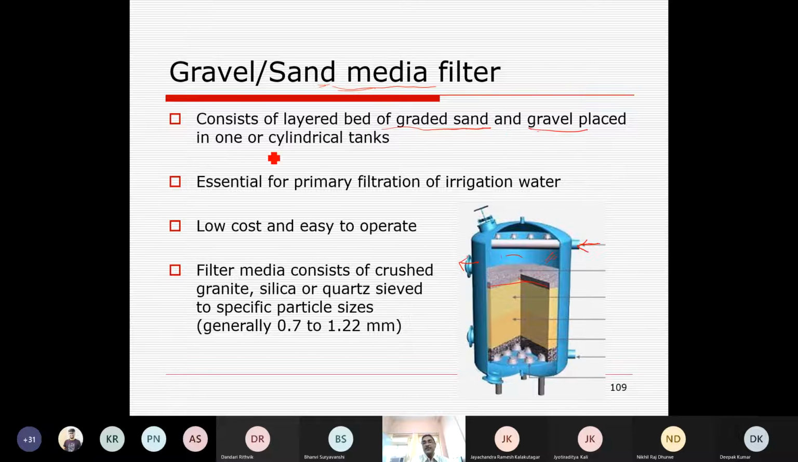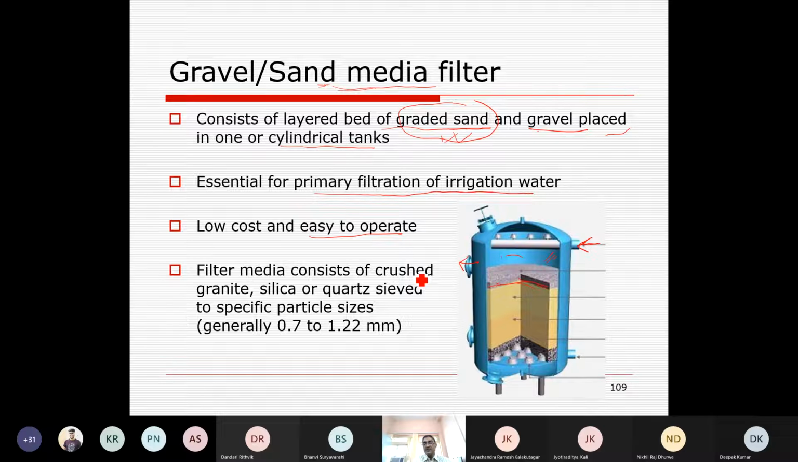So the gravel sand media filter consists of a layered bed of gravel, graded sand and gravel that is placed in one or more cylindrical tanks. There are a number of tanks arranged so that graded sand and gravel are packed to filter the water for any suspended material that is further coming with the water. This is essential for primary filtration of irrigation water supplied to the drip system. It is low cost because sand and gravel are easily available. So it's low cost and easy to operate.